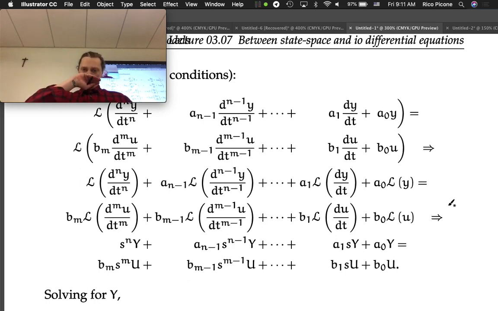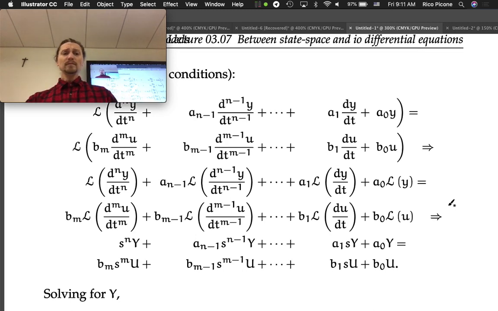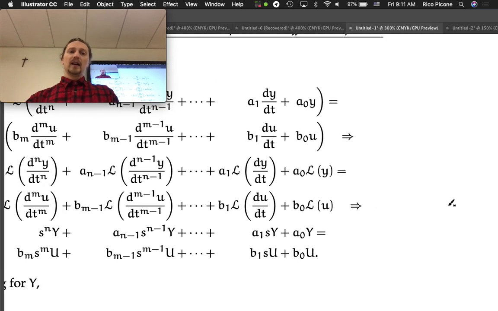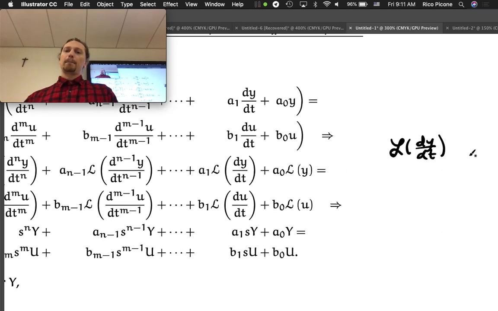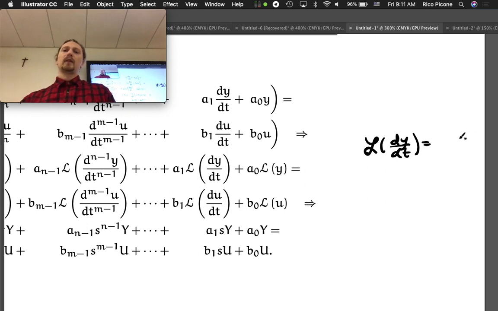So you may or may not remember this nice Laplace transform identity, but the Laplace transform of, we'll say, dy/dt is equal to, do you guys remember? s times the Laplace transform of y, which we could just write s and then capital Y, right?